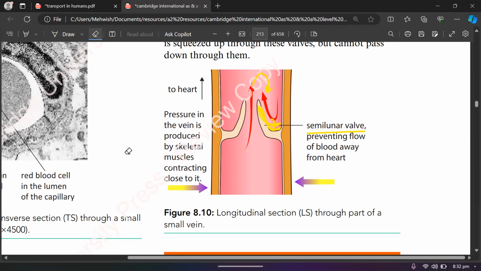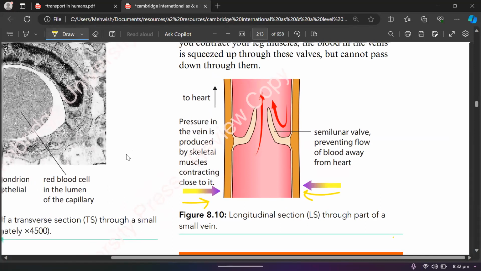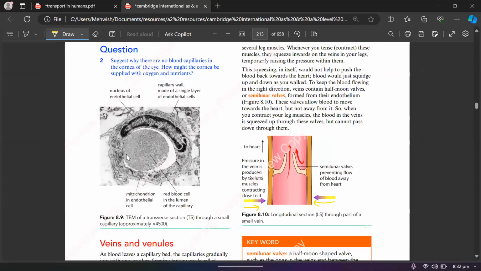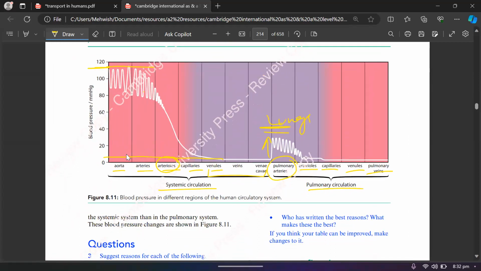Is that clear? So this force that is coming here, yes, ma'am, these arrows that are shown, this is the force coming from the skeletal muscles. Contraction and relaxation, contraction, right? When they contract, they push the vein, they put pressure on it, and when pressure comes, pressure gets created in the blood. Is that clear? Okay. Yes, ma'am. No answer means what should I take from no answer, whether it's clear or not?